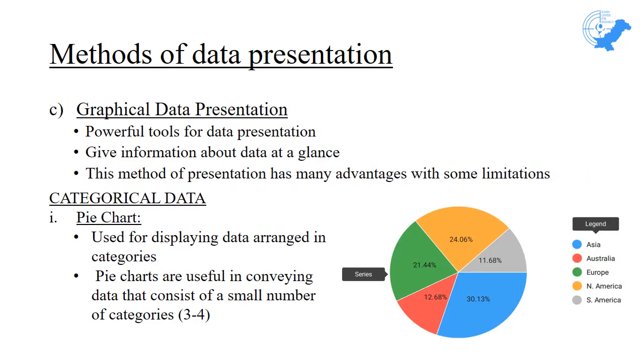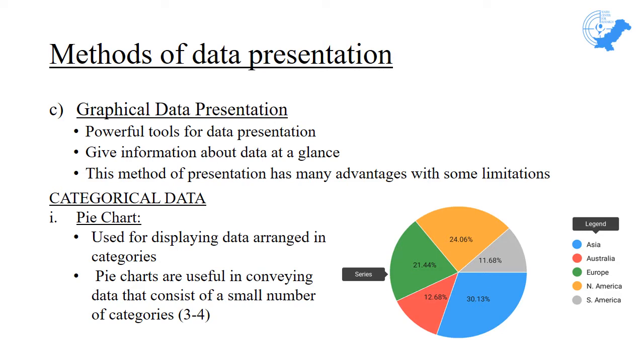Moving towards the graphical data representation. It is a powerful tool for data representation that gives information about the data at a glance. This method of presentation has many advantages with some limitations. It is further divided into different categories.